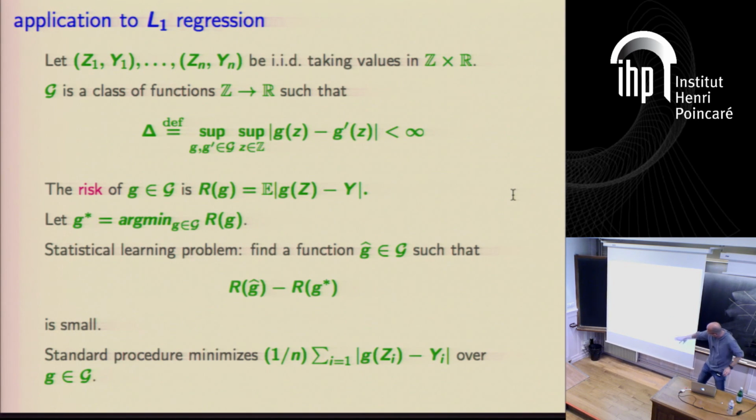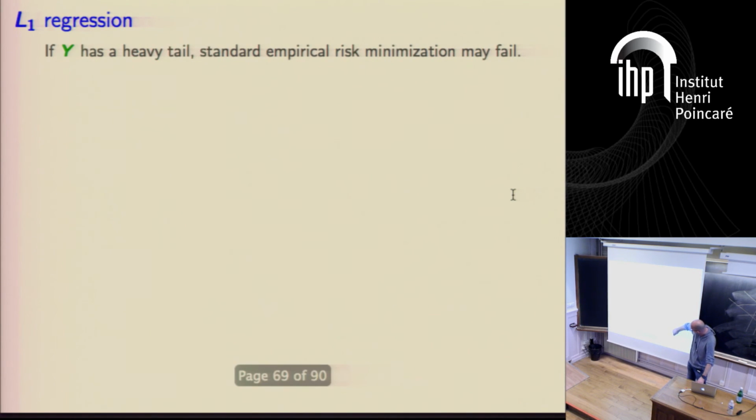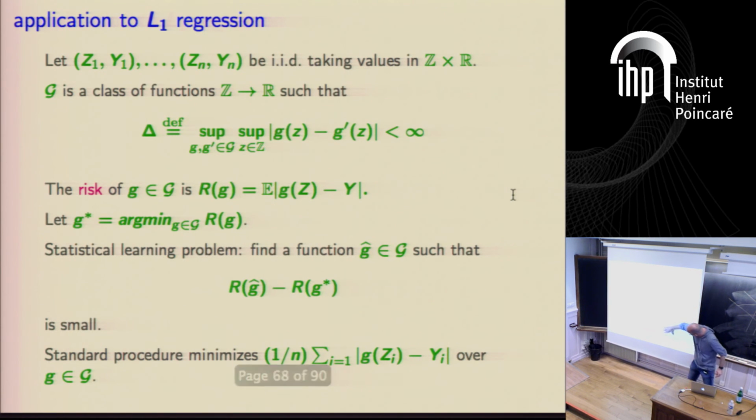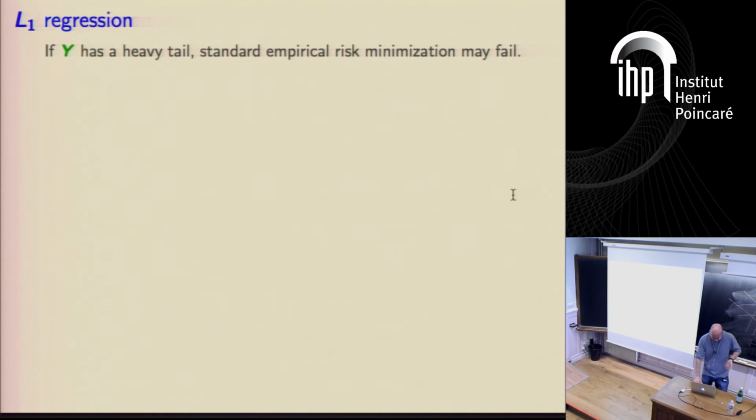So the standard procedure would be to choose the g that minimizes the empirical L1 distance, the empirical L1 loss. But if the Y's can have a very heavy tail, then of course these empirical estimates can be way off. And since we have lots of candidate functions, we won't be able to do anything. So Chebyshev doesn't take you anywhere. It's absolutely essential that we have sub-Gaussian tail bounds.